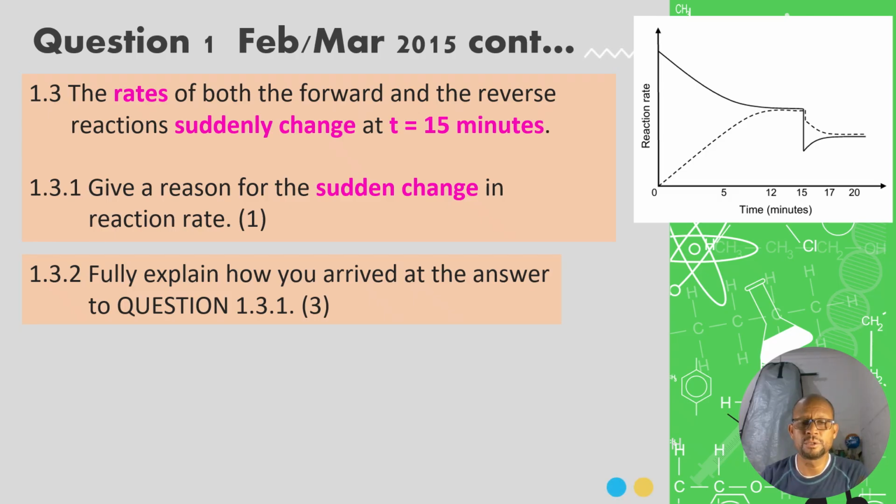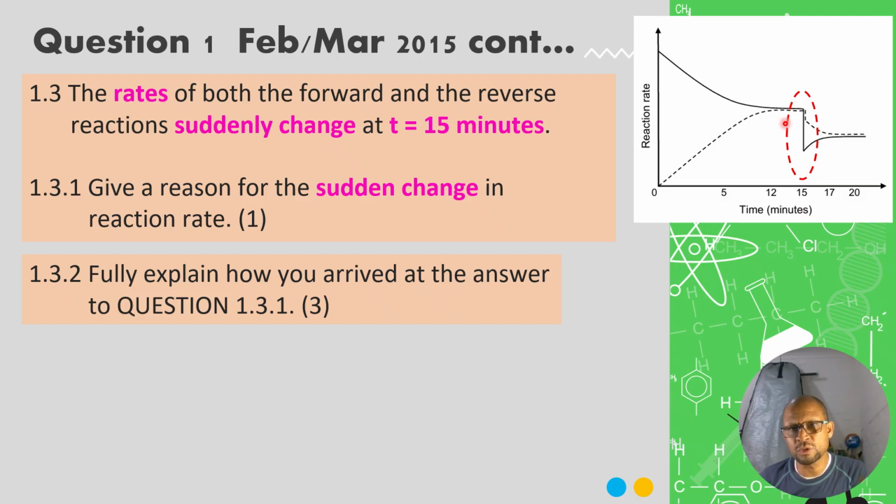Okay, let's continue with 1.3. The rates of both the forward and the reverse reaction suddenly change at t equals 15 minutes. It's this part over here. Question 1.3.1, give a reason for the sudden change in the reaction rate. And then 1.3.2, fully explain how you arrive at the answer in question 1.3.1. And that's 3 marks.